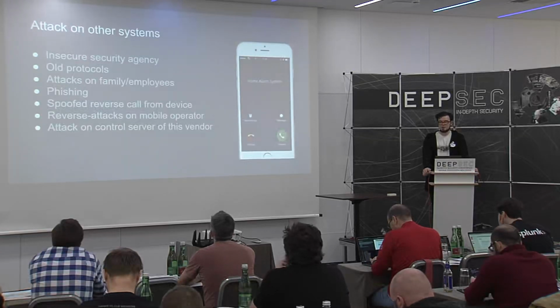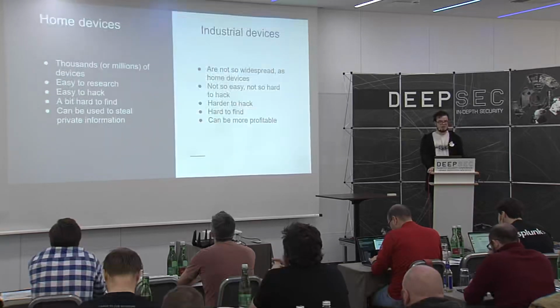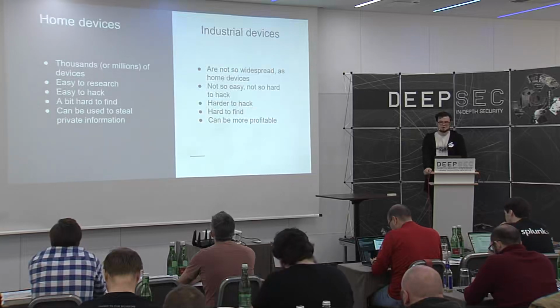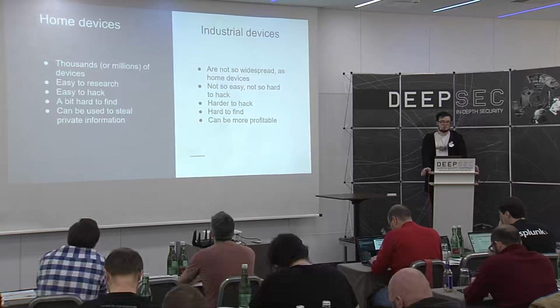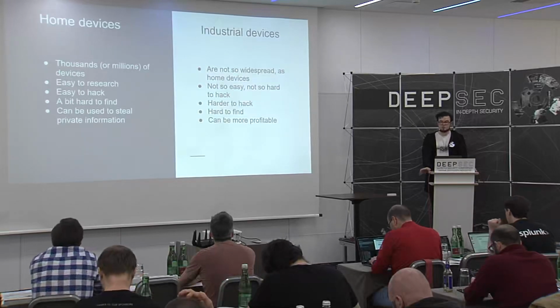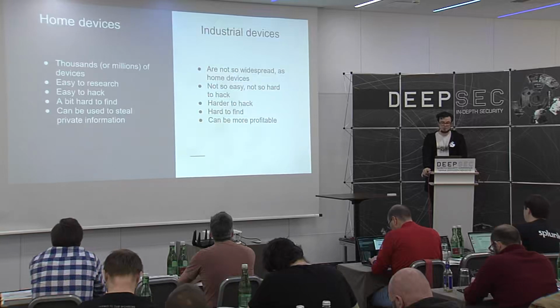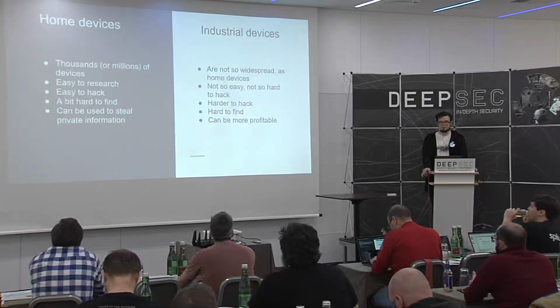And we have a lot of insecure control services for different vendors, for different companies which provide you different devices. And we have two main groups of devices. The first group is home devices. It is simple devices for homes, for flats, for cars, and for kids. There are thousands or maybe millions of these devices now. They are very easy to research because you can just go to a local store or buy them on the internet, and they are not expensive. Also, usually they are very easy to hack because there are no special requirements for these devices.